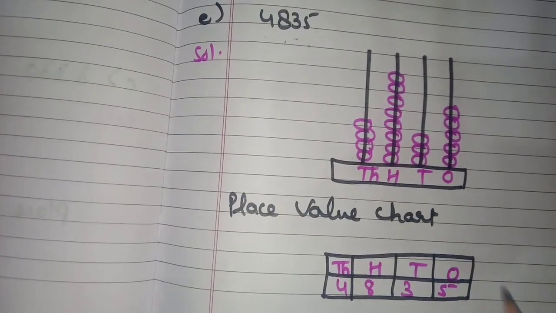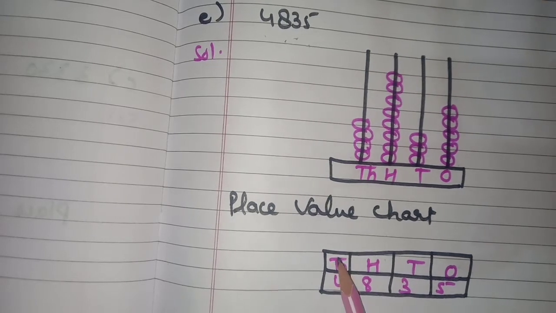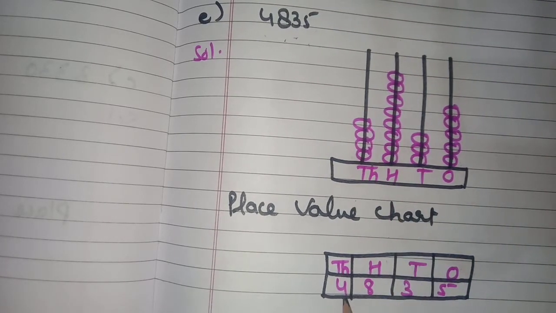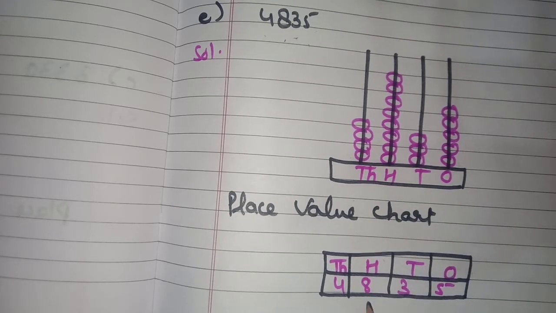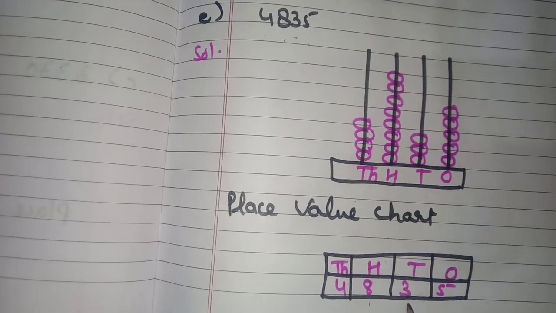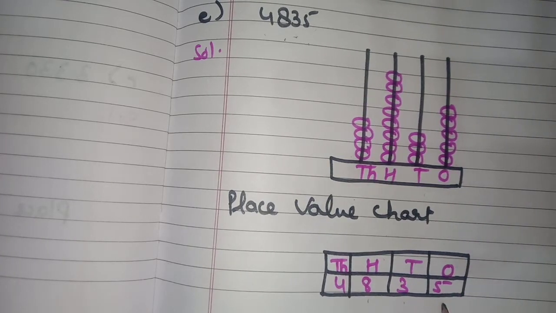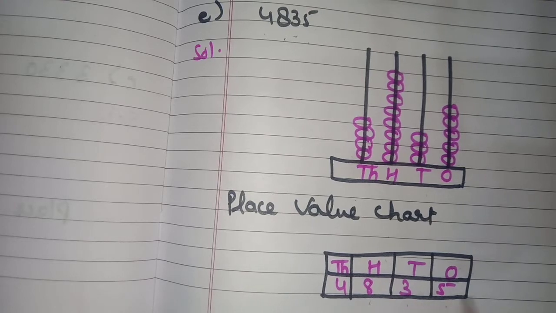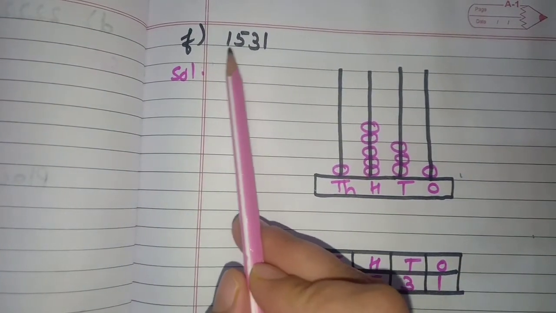So mention the places: ones, tens, 100, 1000. Fine. And at thousands place we have 4 beads, so write here 4. At hundreds place we have 8 beads, so at hundreds place we need to write 8. At tens there are 3 beads, so we have to write 3. At ones there are again 5 beads, so we will write 5. So the number is 4835.